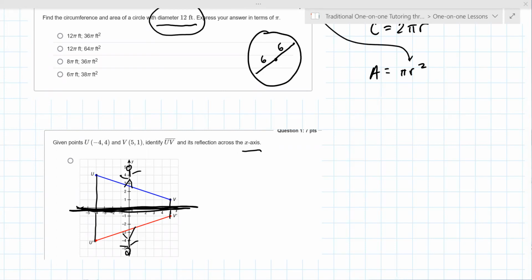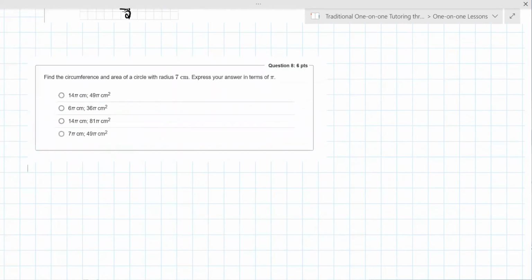Okay, so the next one's kind of hard. You said we got one more. I missed one of these circumference and area problems of a circle. Got one more of these to do. Okay, so take a look and see if you can do that one on your own. Oh, it gives me the radius, not the diameter. That's right. Letter A.